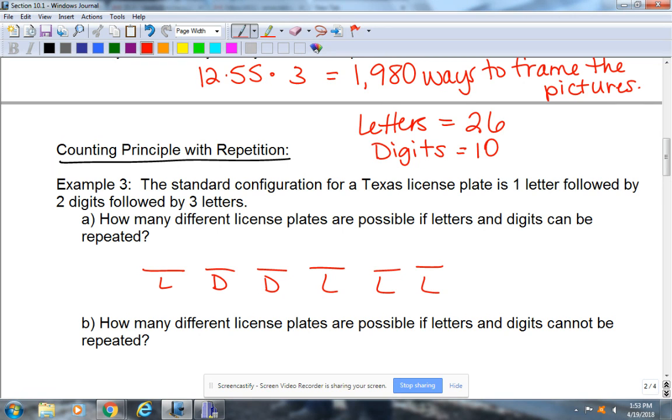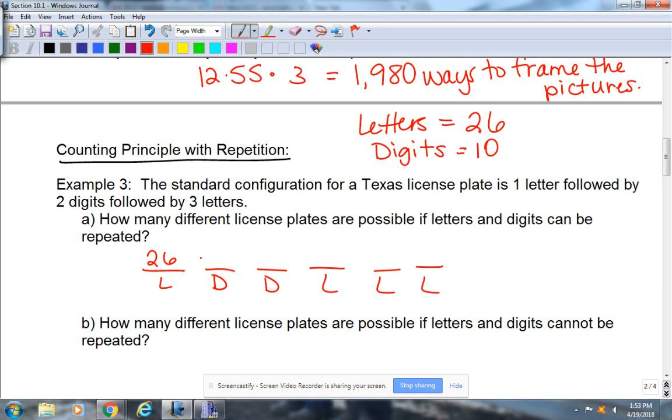All right. So to find out how many different license plates, this one says the digits can be repeated. So that means I can have 2 A's in my license plate number or 2 6's in my license plate number. Okay? So what I've done is I've labeled, I need a letter here, a digit here, a digit here, a letter here, letter here, letter here. Is that right? 1 letter, 2 digits, 3 letters. That's right. Okay. So what you're going to do in each blank is you're going to put how many options you have.